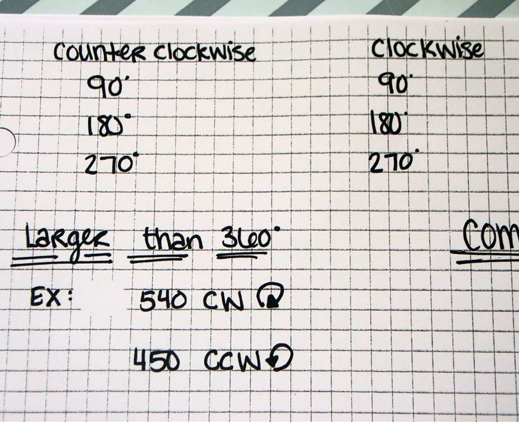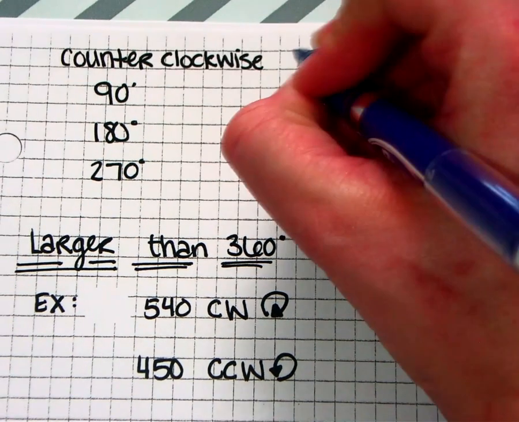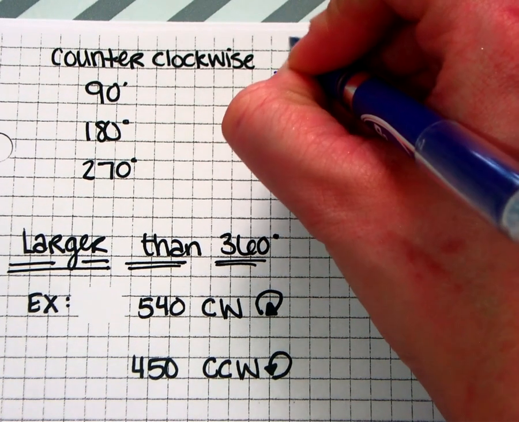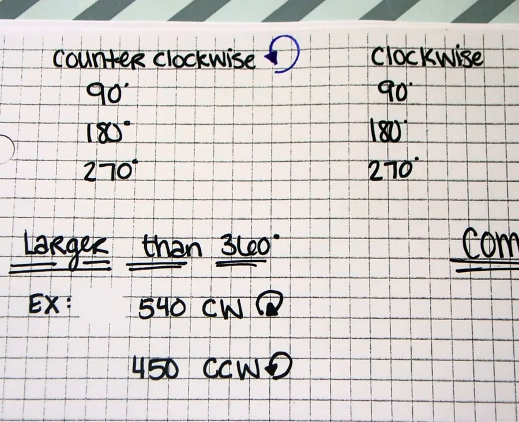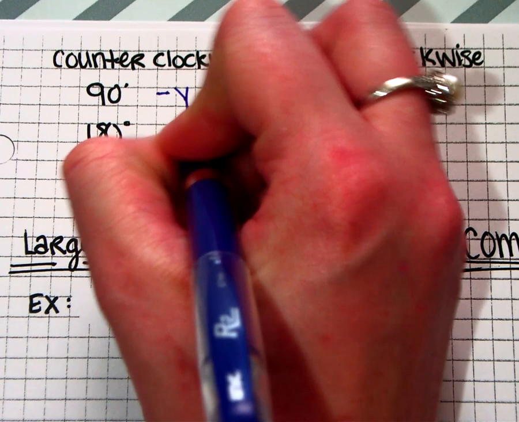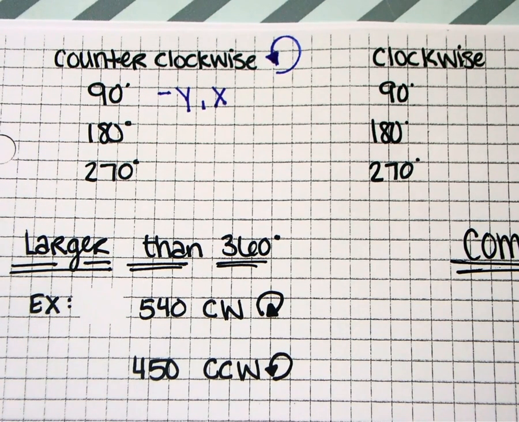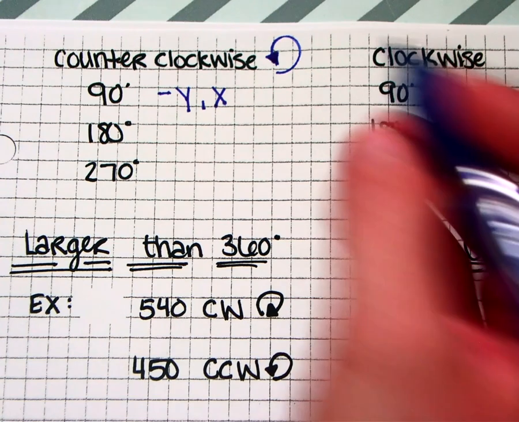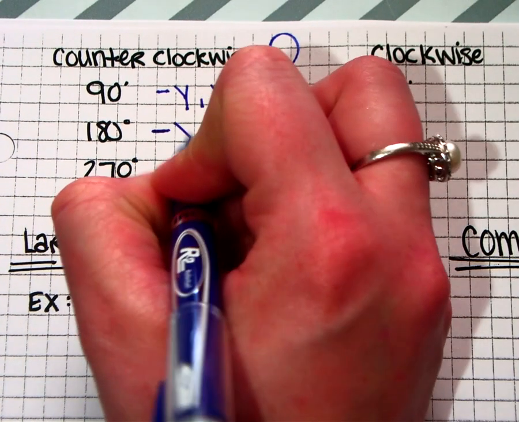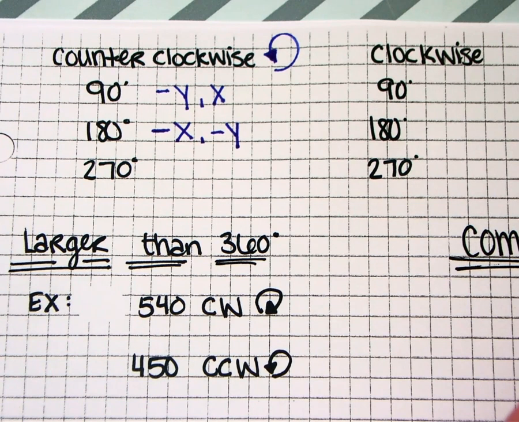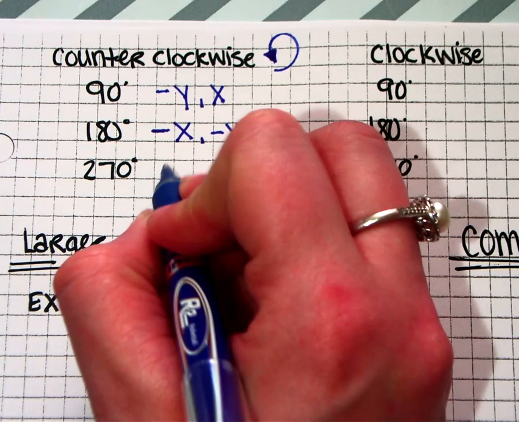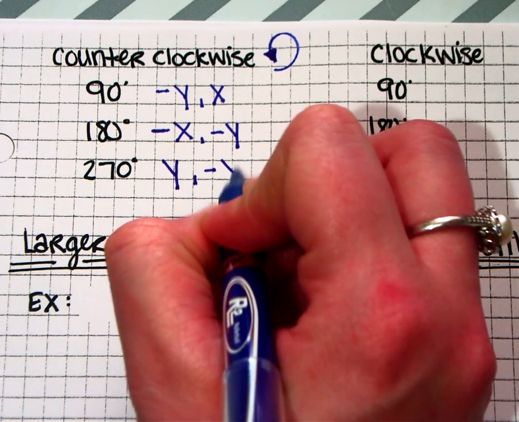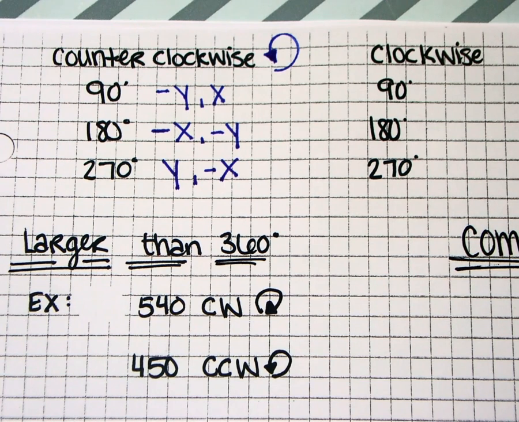So to get started, we're going to start with counterclockwise 90-degree rules. Counterclockwise is the opposite of a clock, so it goes this direction. The rule for counterclockwise 90 is negative y, comma, x, meaning x and y flip location and y changes sign. 180-degree counterclockwise is negative x, comma, negative y, meaning x and y stay where they are, but they change sign. And lastly, we have 270 degrees counterclockwise, and that rule is y, comma, negative x, meaning x and y flip location and x changes sign.